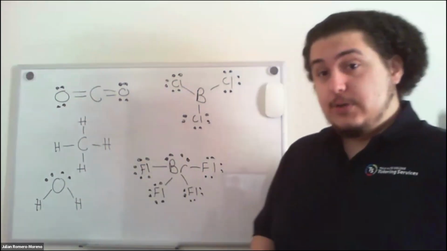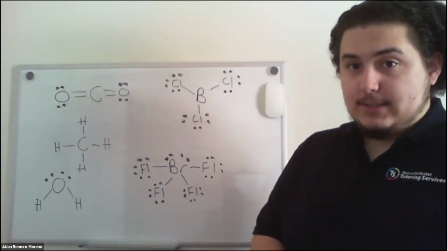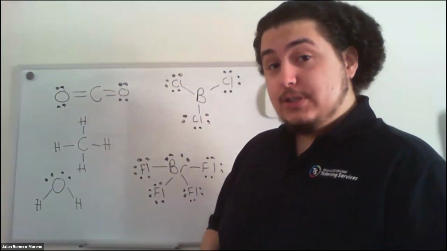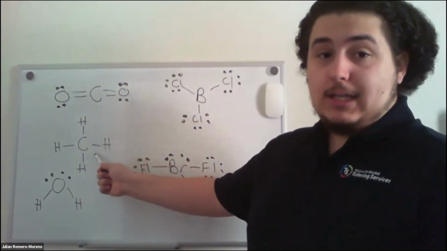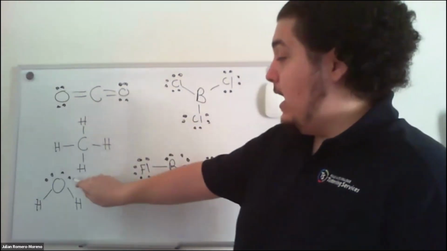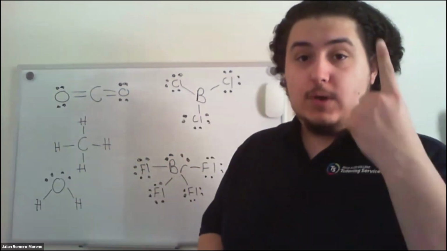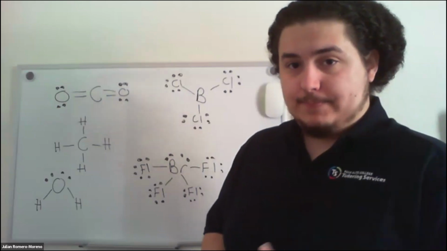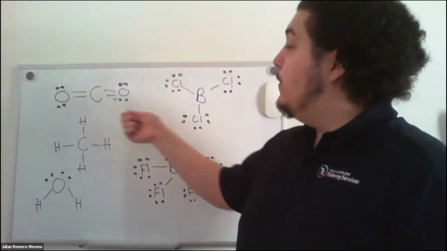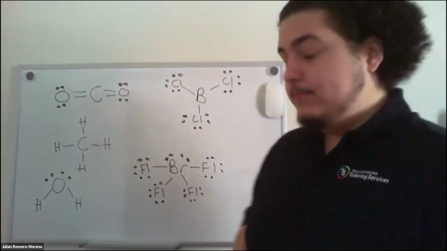Now electron geometry is purely concerned with how many electron domains there are. So for the purposes of electron geometry, this single bond, this double bond, and these lone pairs are all considered just one electron domain. Now, for electron geometry and molecular geometry, we only care about the central atom, where everything is bonded to.